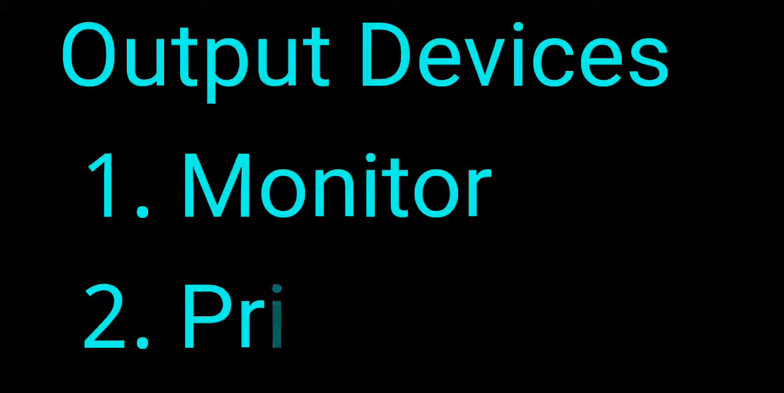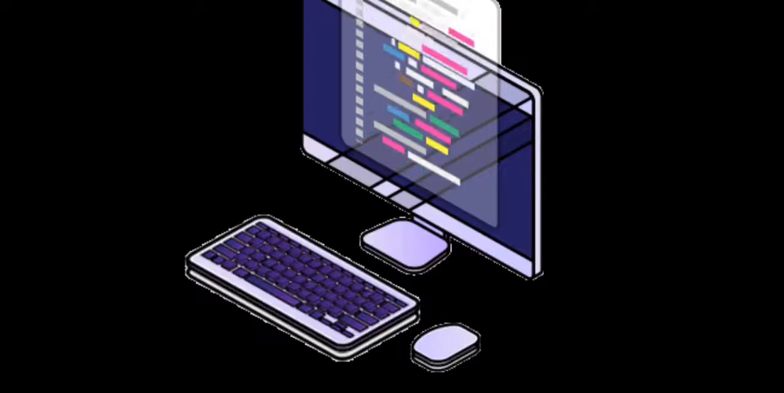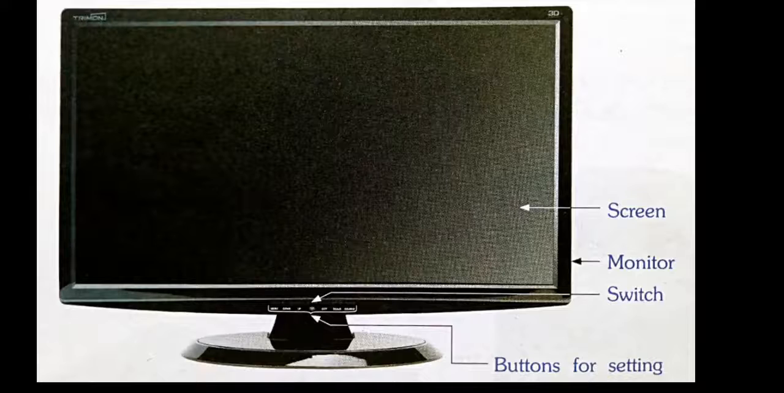See the first one, monitor. The monitor looks like a TV screen. It is connected to the CPU box with a cable. It has a power button to switch it on and off, and it also has controls for brightness, contrast, etc. The monitor is also known as Visual Display Unit, VDU.